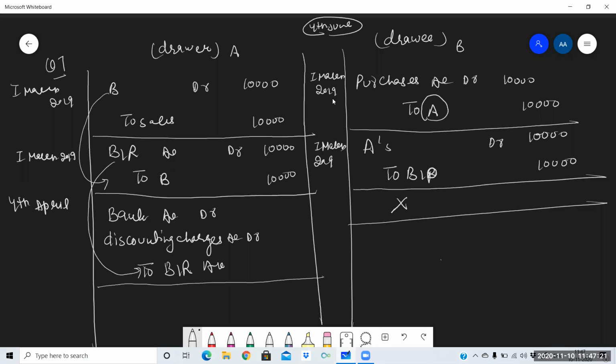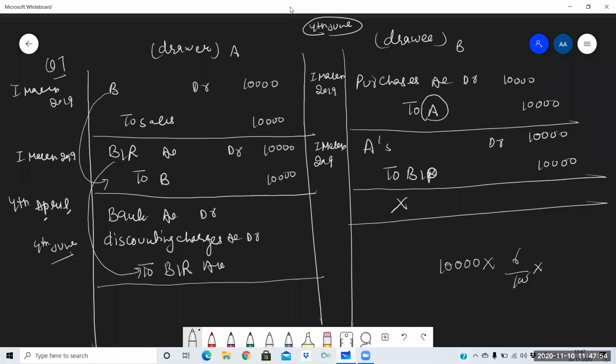The bill was of rupees 10,000 and the discounting charges rate is given, that is 6% per annum. Now tell me for how many months the discounting charges will be calculated, because he has discounted on 4th April and the maturity date will come on 4th June. So for how many months?